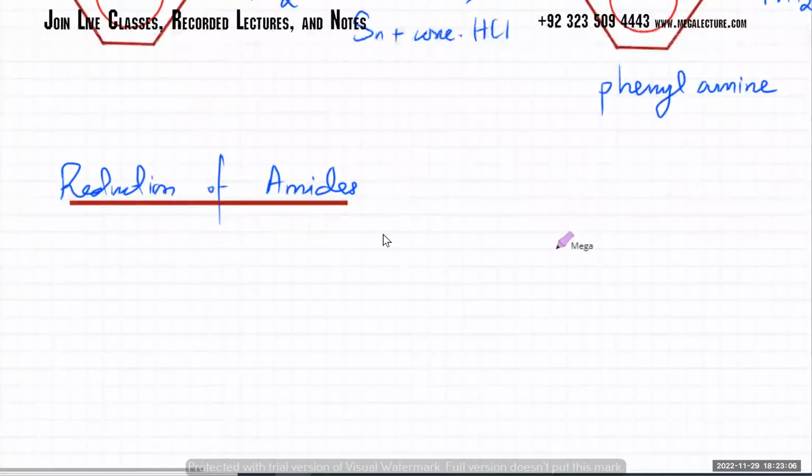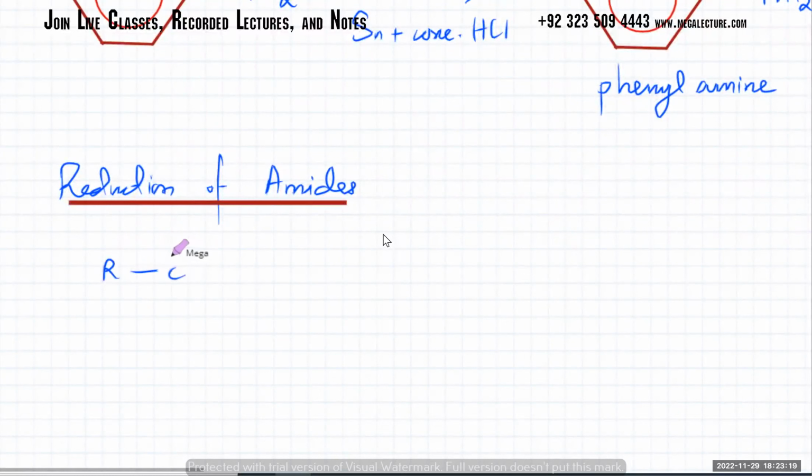Okay, then reduction of amides. What is an amide? An amide looks like this: R, then C double bond O, and NH or N. Like a peptide bond in biology. That's what an amide actually looks like.